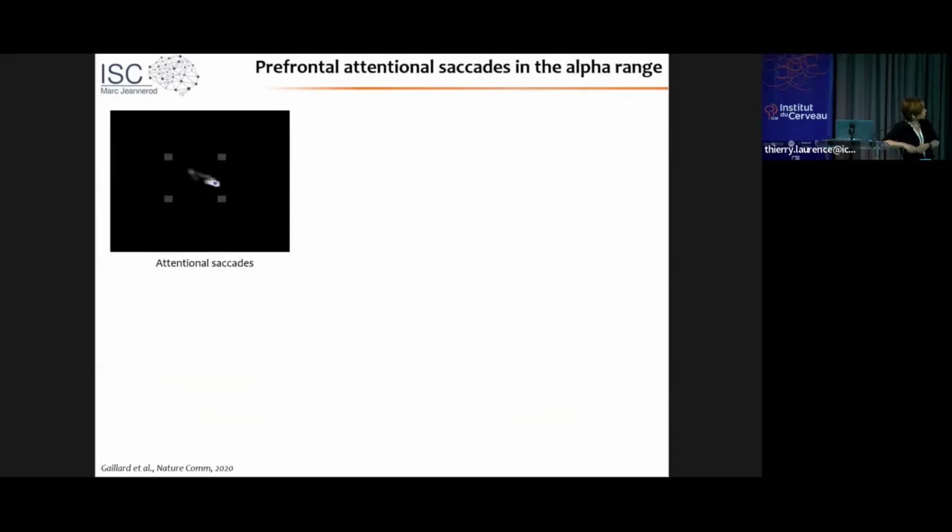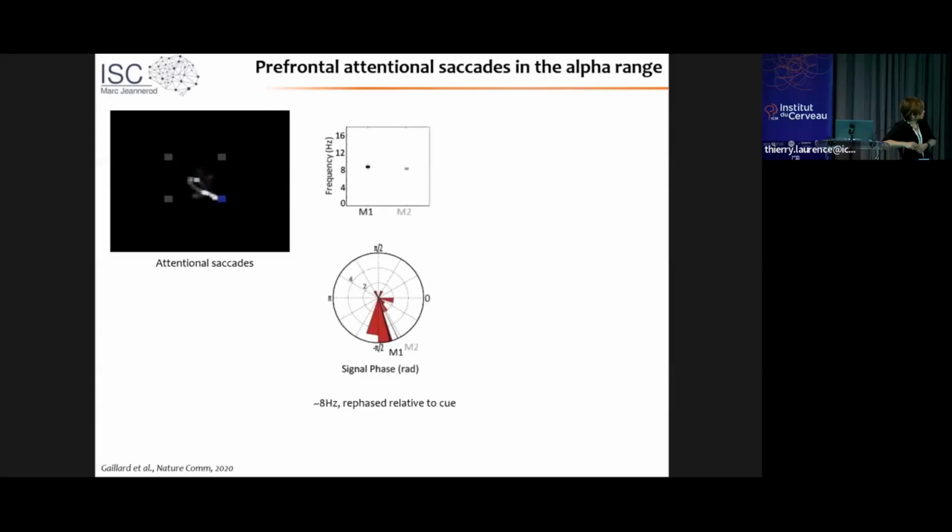We have developed real-time tracking methods from the neuronal population activity in order to track in real time the attentional spotlight. So what you see here is not the eyes, but the location of the attentional spotlight as inferred from the prefrontal cortical activities, and I'm not going into the details of the methods. What you see here are abrupt changes in the trajectory, which we have called attentional saccades. These attentional saccades happen at a frequency of 8 hertz in both monkeys. And we show that they are actually reset at cue presentation.